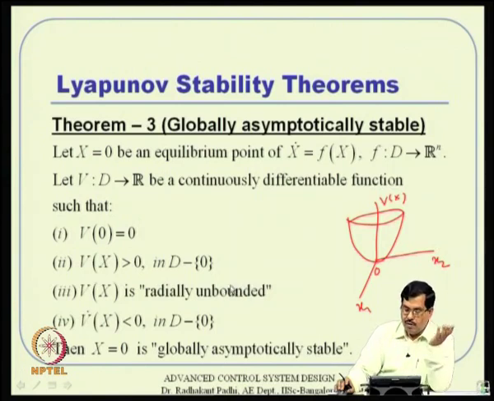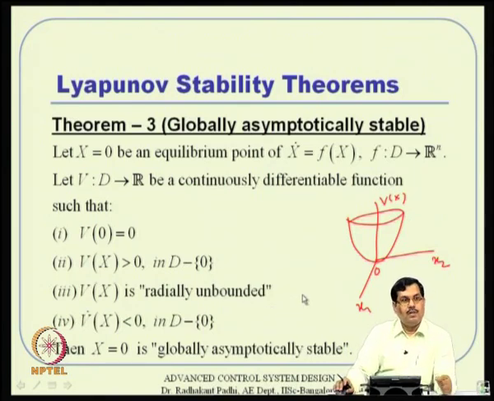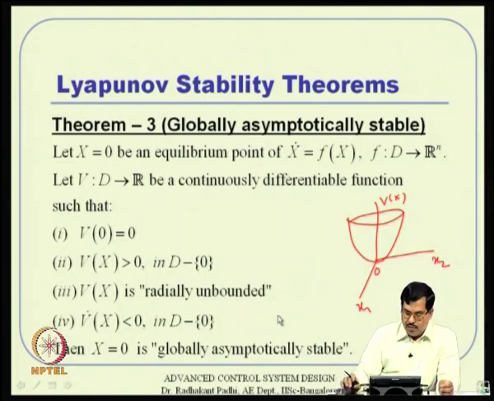but a level set is a set for which V of x has one particular value. Let us say V of x equals C1 defines a set, V of x equals C2 defines a set, and V dot being negative definite does not necessarily mean that my level sets will keep on decreasing. These are different concepts, and we will not worry so much about them in this particular course. But if you are interested, some of those books have nice examples which will clarify why this radial unboundedness is necessary.